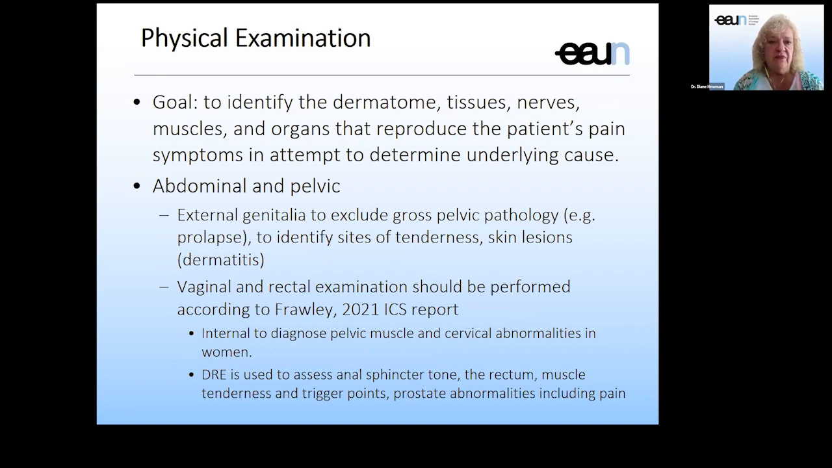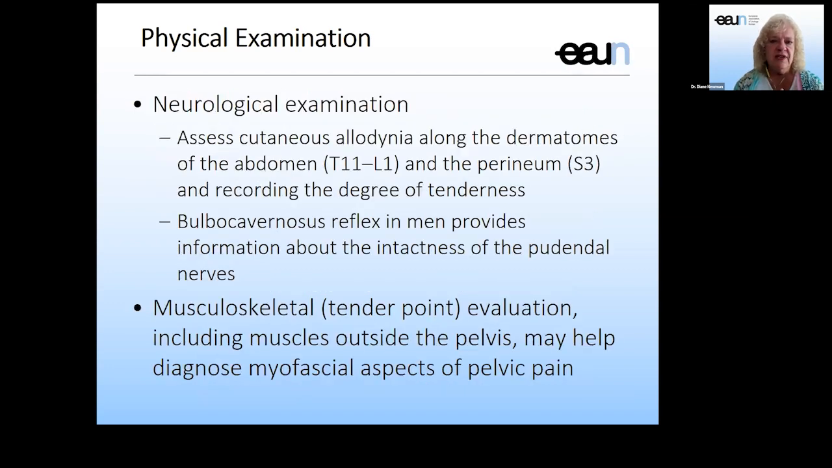So you want to do an abdominal and pelvic exam. You want to look at the external genitalia for any pathology, tenderness. You want to look at the skin of the perineum for dermatitis. The ICS report of 2021 recommends a vaginal and rectal examination. A digital rectal exam, of course, should be done in men. A rectal exam should be done in men and women, and internal in women. A neurologic examination is also recommended to assess cutaneous allodynia along those dermatomes of the abdomen and the perineum. The bulbocavernosus reflex can provide information in men about the intactness of the pudendal nerves.